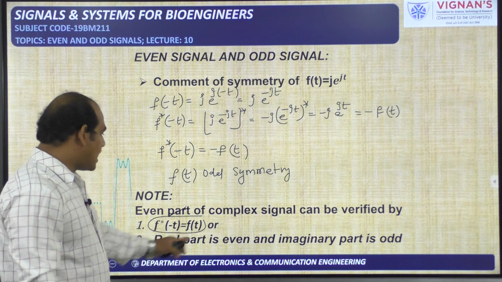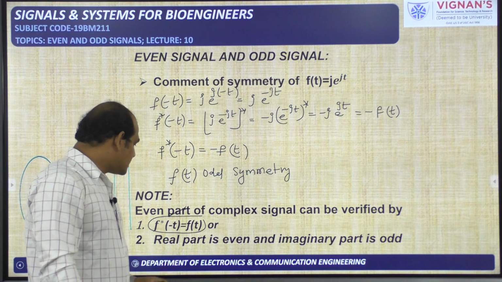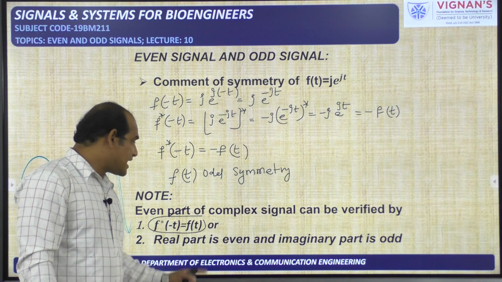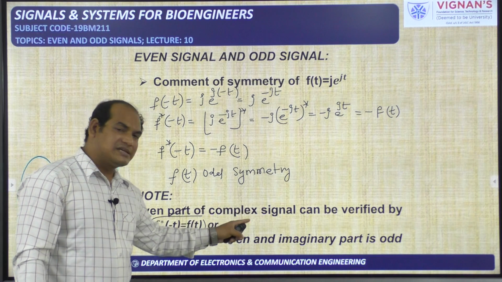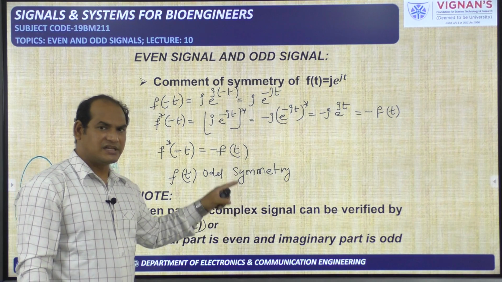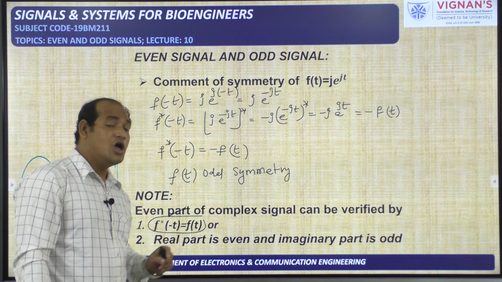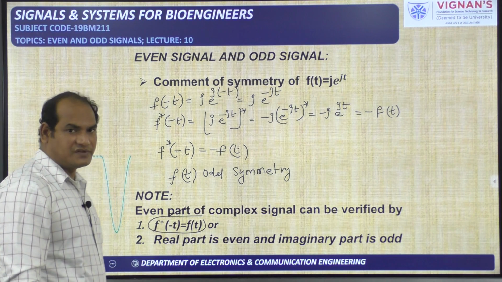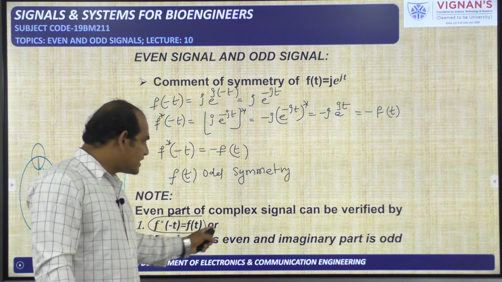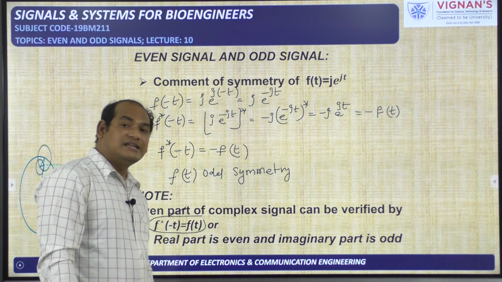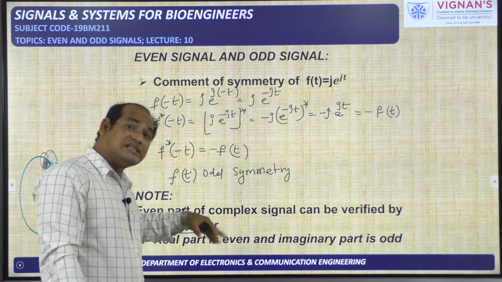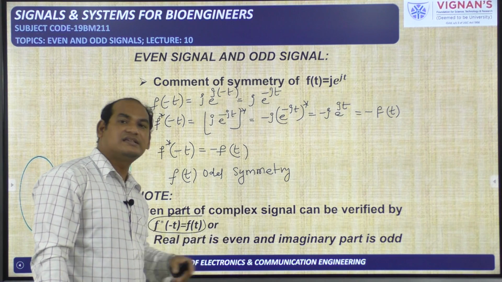The next way is this: the real part should be even and the imaginary part should be odd, because we are talking about a complex signal. A complex signal has a real part and an imaginary part. So without checking the condition f star of minus t is equal to f of t, if this condition is satisfied, the complex signal is an even signal. But there is another way to tell that a complex signal is even.